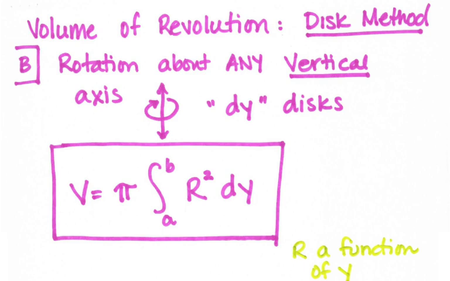And when they're vertical, when we're rotating around the y-axis, we have the same formula. It's just that our r has to be in terms of y.